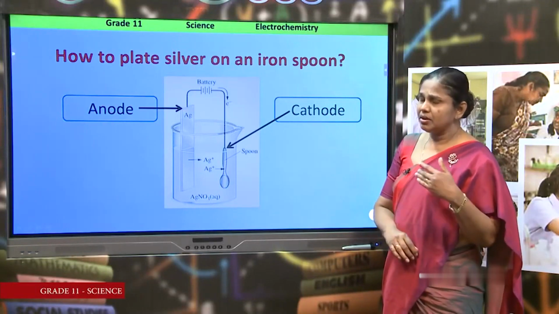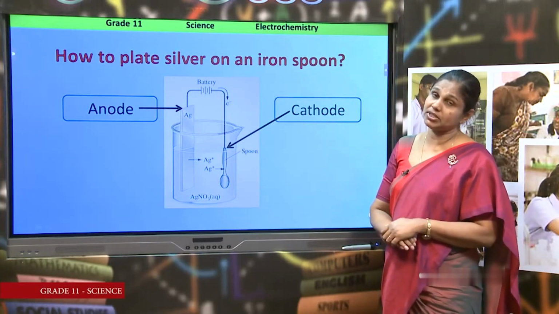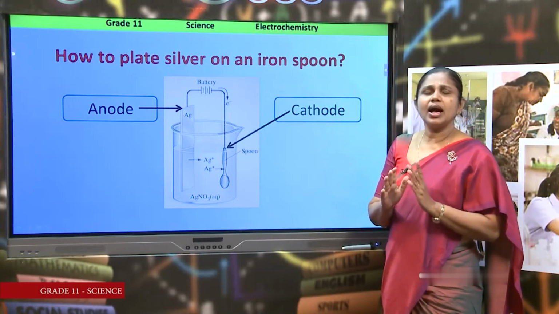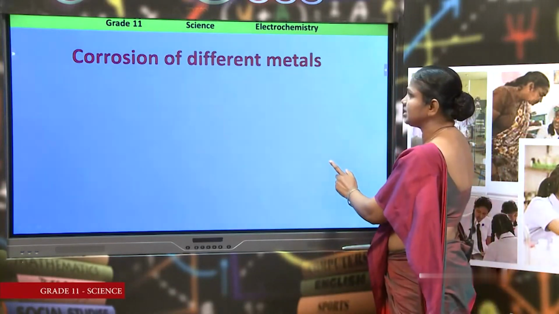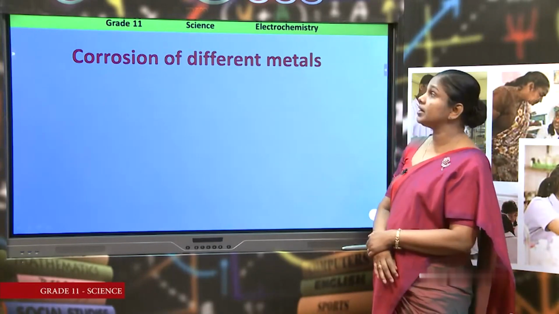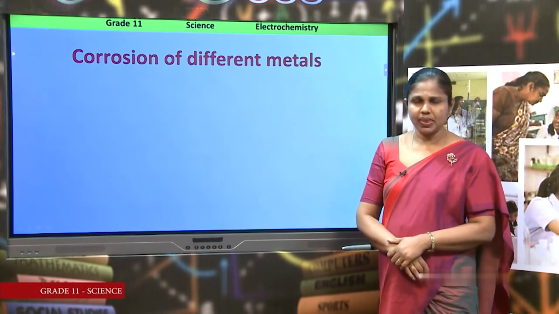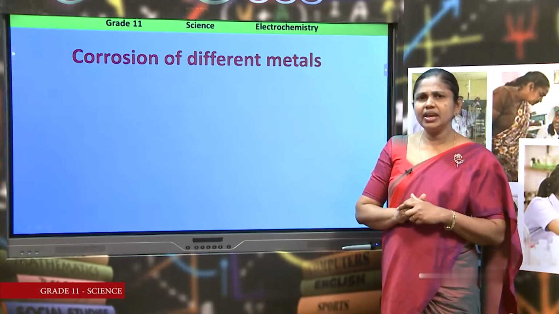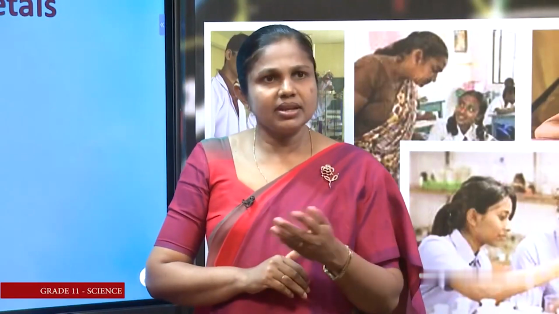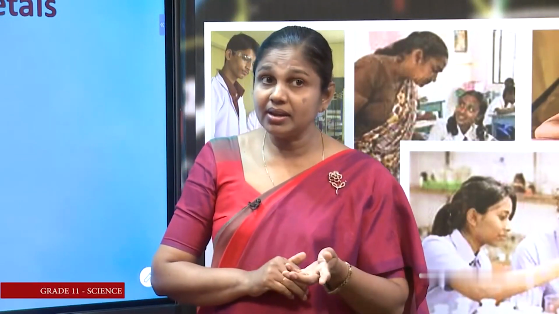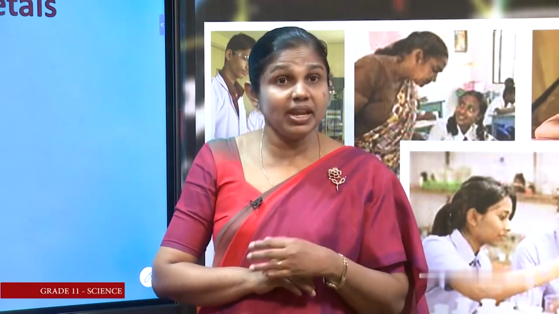Okay, children, now we have been discussing applications of the electrolysis process. Now I am moving to a different topic, children, that is corrosion of different metals. Children, what is corrosion? You may have seen some metallic objects, like objects that are made with iron or copper or zinc or aluminium.